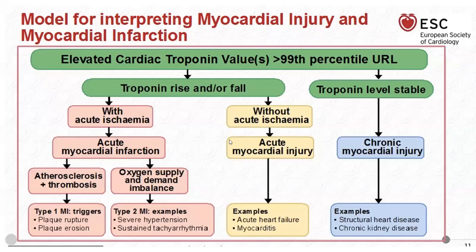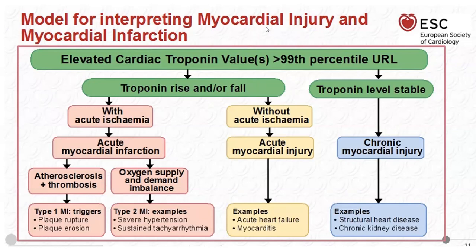So in terms of myocardial, in terms of just interpreting your levels again, once you have the elevated cardiac troponins and you have that one level that is more than the 99th percentile, you need to check if there is a troponin rise or fall, and if there is evidence of ischemia.